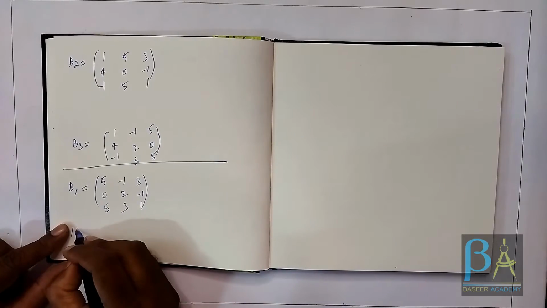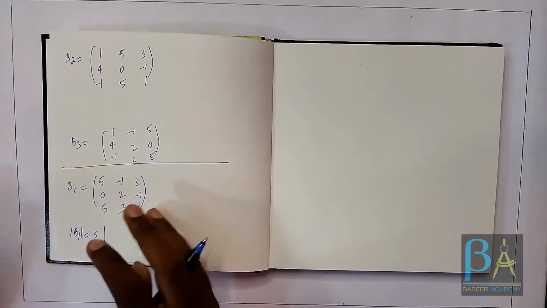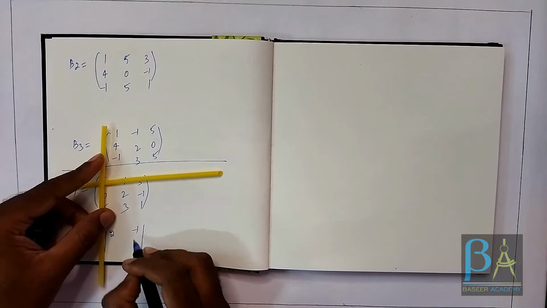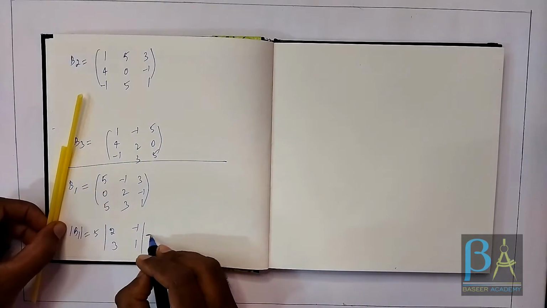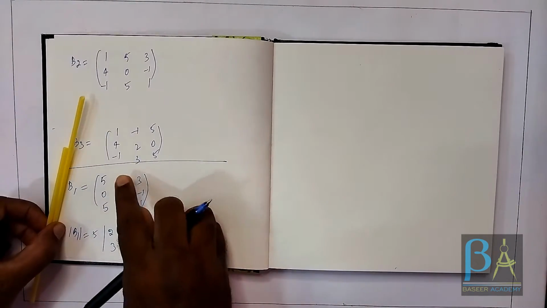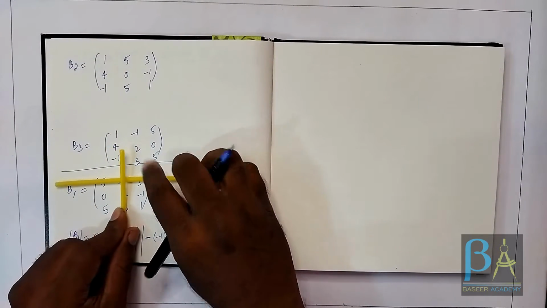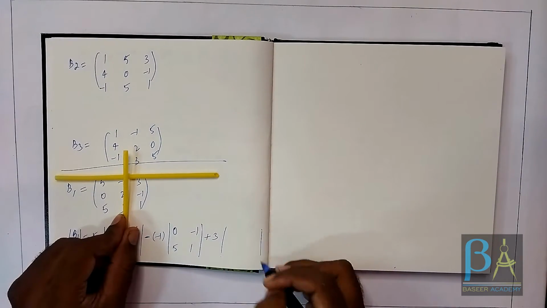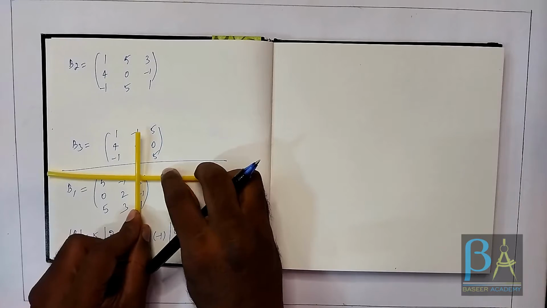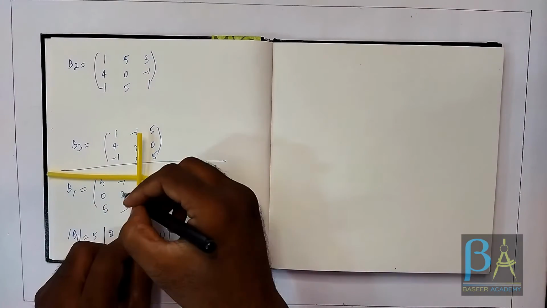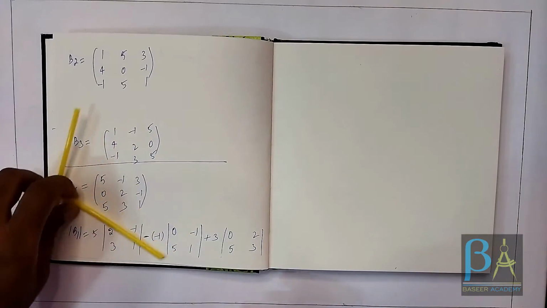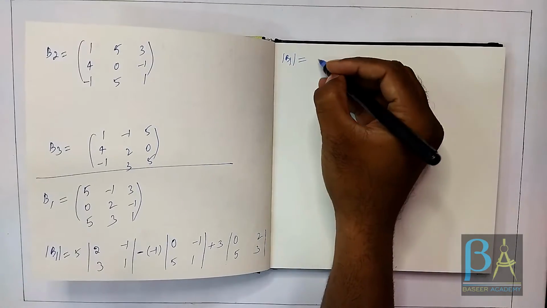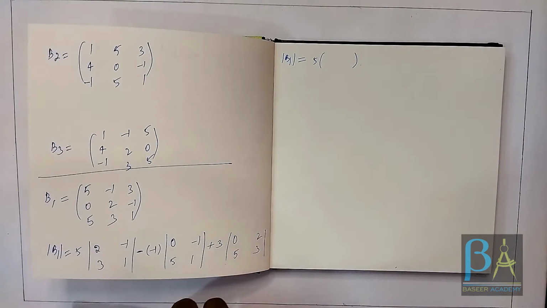of A. So determinant of B1 is going to be 5 into, when you target 5, you are left with these four numbers, 2, -1, 3, 1, and then keep a minus sign. When you target -1 here, you are left with these four numbers, 0, -1, 5, 1, and then keep a plus sign. When you target 3, you are left with 0, 2, 5, and 3. So alternate plus and minus here, plus, minus, and then a plus. So mod B1 is going to be 5 into, let's multiply this.